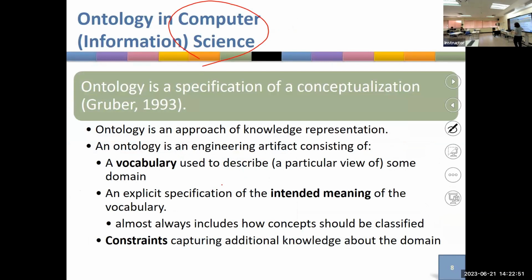Ontology itself is a formal approach for knowledge representation. So actually it's one way. It's not that when you talk about knowledge representation, it must be ontology. No, ontology is just one mechanism, one possible way of representing knowledge in a computer.